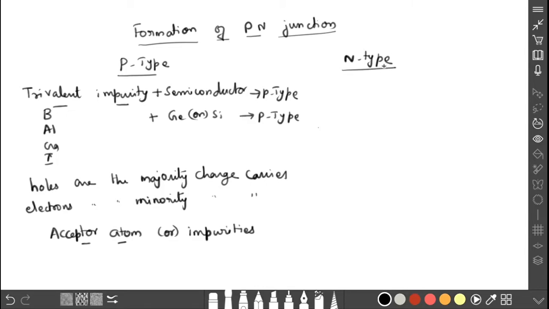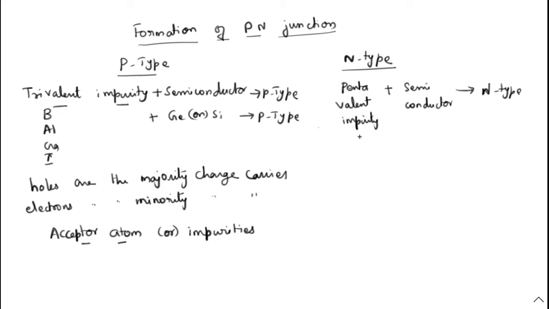Now when we come to N-type, how are the N-type semiconductors formed? When pentavalent impurity is added with a semiconductor, it forms N-type semiconductor, right? Pentavalent impurities are phosphorus, arsenic, antimony, bismuth, etc. So when these elements are added with germanium or silicon, it produces N-type semiconductor, right?